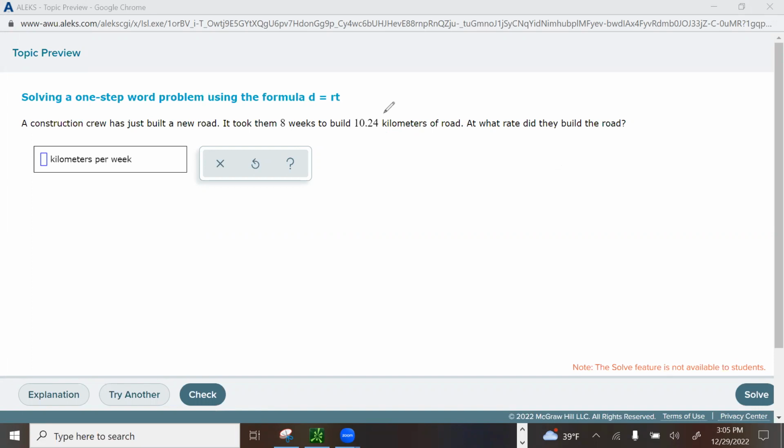So I'm seeing time, I'm seeing distance, I'm seeing rate. This looks like a job for the dirt equation. Okay, so the distance, I'll replace d, the distance, with whatever the distance is, 10.24 kilometers. They say what is the rate, so we're not going to plug anything in for r. And the time is 8 weeks. Okay, so this one's a lot easier than that last one, a lot easier.